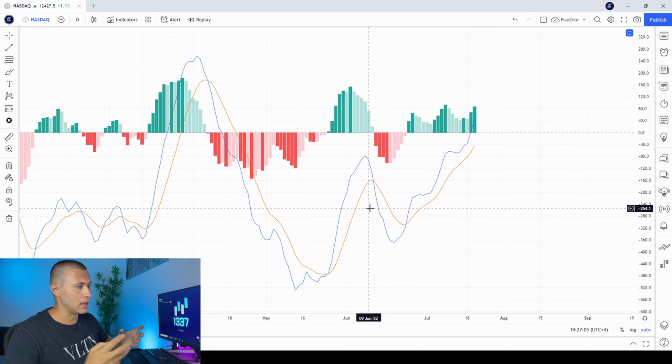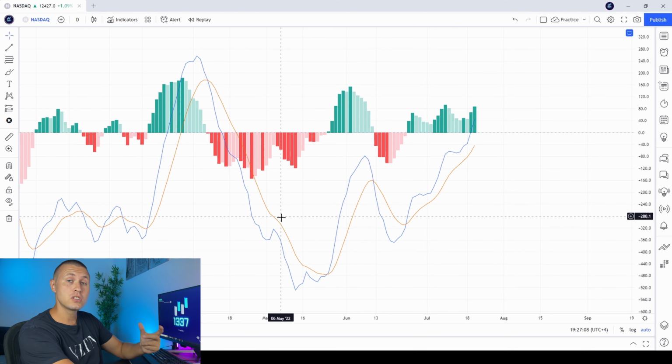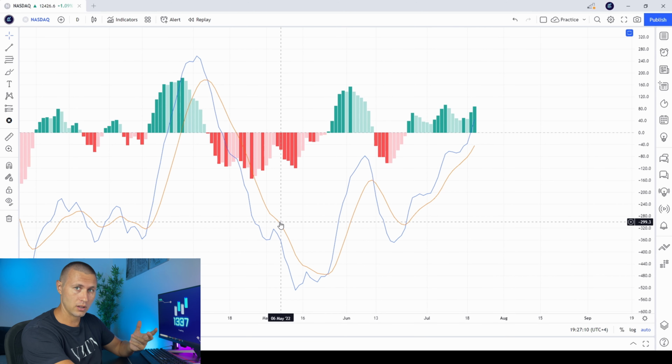Basically, this indicator, these two lines, those are just moving averages, okay? Moving averages of a certain period of time, that are crossing one another and giving you signals in order to buy or sell.